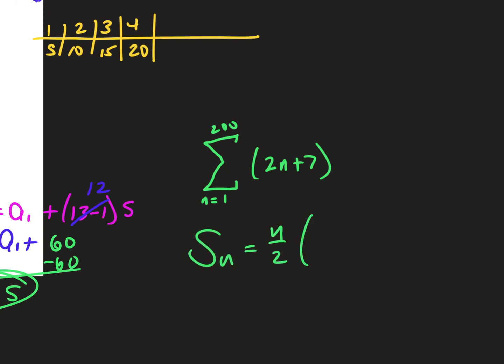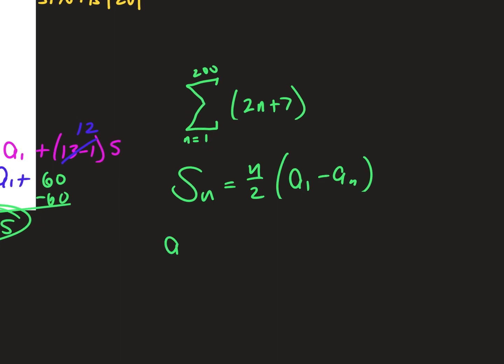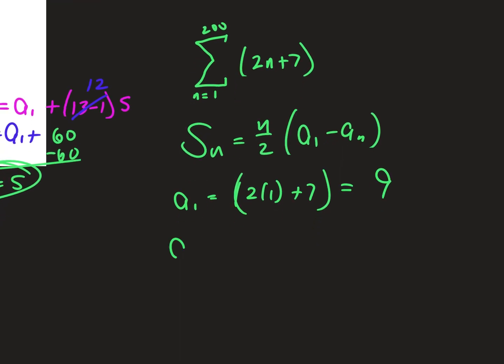It's n over 2 times the first term plus the last term. You guys agree? So how would you find the first term? You'd plug in 1. So to find the first term here, you would say, okay, I'm going to use 2 times 1 plus 7, and I get my first term would be what? 9. Okay. So then to find the last term, what number would I plug in? So 2 times 200 plus 7 is what? 407? What's 200 times 2? 400, plus 7, so 407.